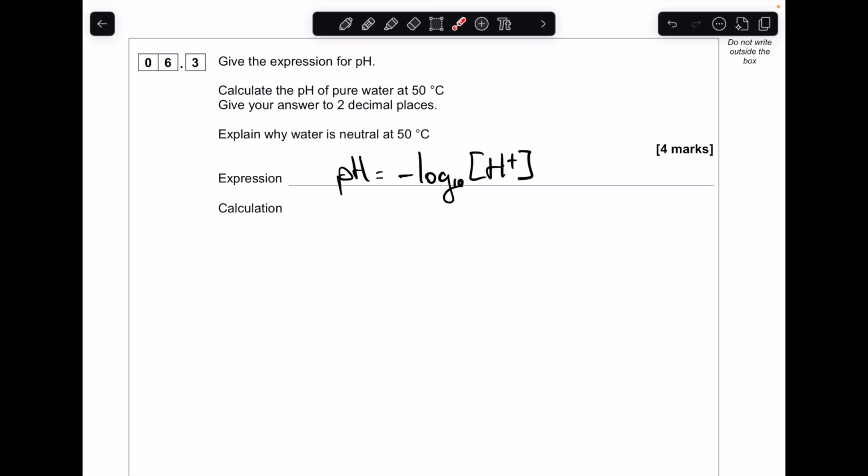Moving on to part 3, we've got to give the expression for pH, which you can see I've already done there. You don't need that little 10 in, by the way. Minus log H plus concentration is absolutely fine, but I know some people like to include it. So we've got to calculate the pH of pure water at 50 degrees C, and we've got to explain why water is neutral at that temperature. So obviously need to use the Kw expression, so there it is again, and I may as well explain why it's neutral straight away, and it's because the H plus concentration in pure water is equal to the OH minus ion concentration. So neither of those is in excess, so it's going to be neutral.